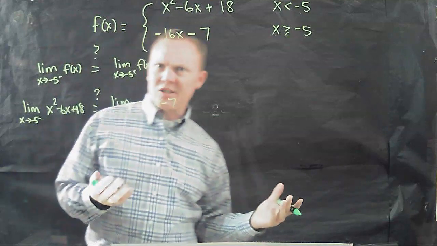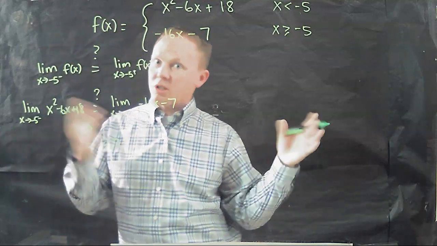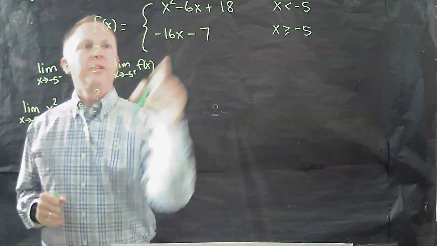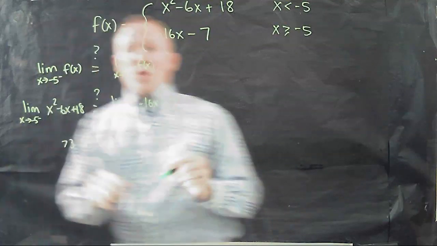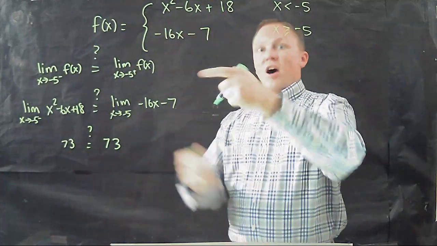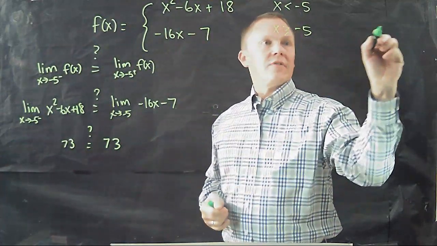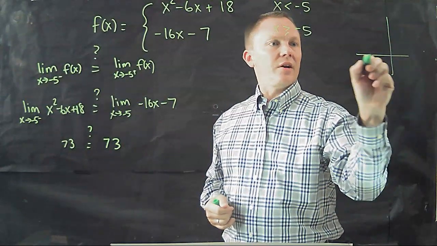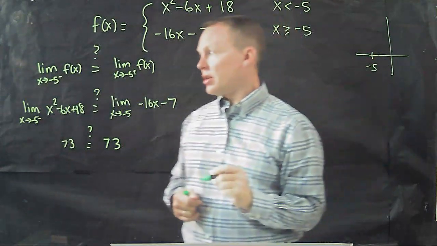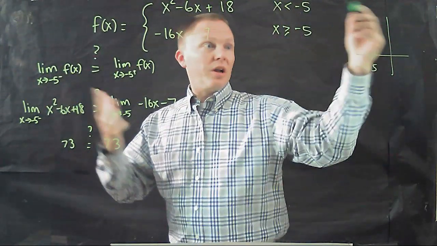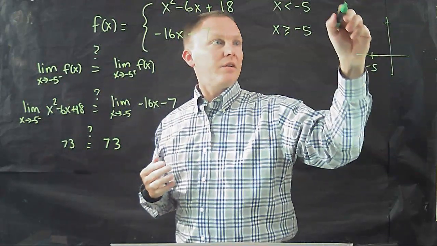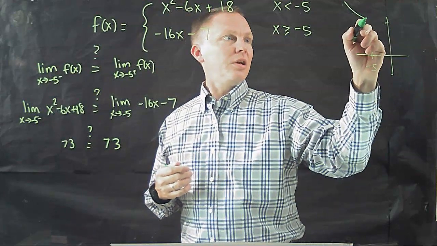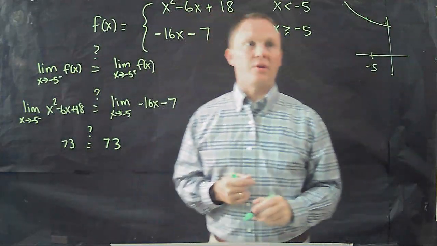When I first did that, I got 63, and I was like, wait, I know this works because I did it earlier. Yeah, that's 18, not 8. So on both sides of -5, this function's going to 73. So here's -5 over here. If I were thinking graphically, whatever this function is doing, up here at 73, on the left side it's approaching 73. And on the right side, it's approaching 73, okay?